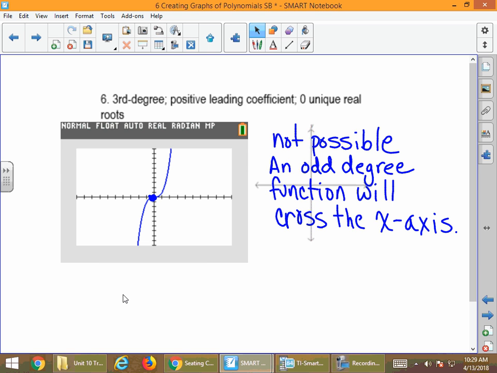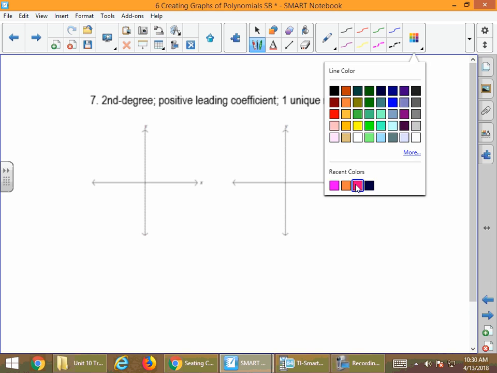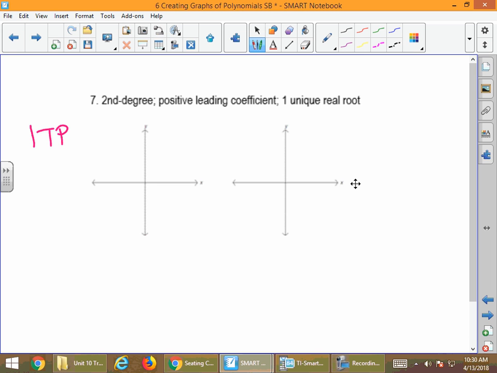But then we get to number 7. Probably my favorite one on the paper because it's a quadratic, 2nd degree polynomial, positive leading coefficient, 1 unique root. And the reason why it's one of my favorites is because we've spent so much time on these types of functions this year. A 2nd degree, how many turning points do we have? We have 1. We've got 1 turning point. Positive leading coefficient means that we're going to end going positive. And again, here's an even case. And even functions have end behavior of going in the same direction. So since we know it's even, they're both going to be going in that same direction.